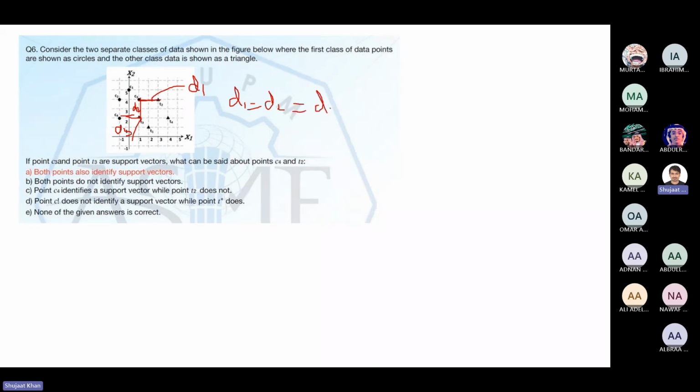This is why this one and this one, which is composed of these 4 points, is making our support vectors. What we can say about C4 and C2: yes, both points are also support vectors.